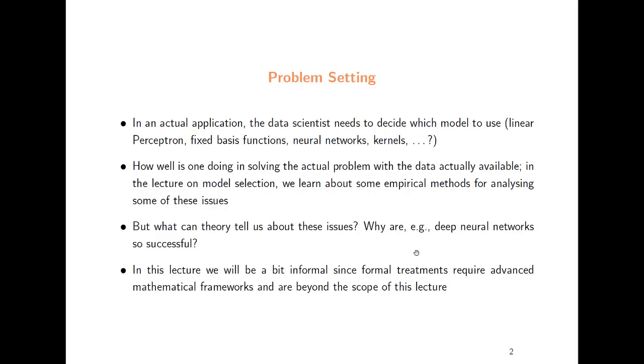So in an actual application, the data scientist needs to decide which model to use. So linear perceptron, fixed basis functions, neural networks, kernels, and so on. And then the problem has to be solved with the actual data actually available. And in the lecture on model selection, we'll discuss how we find out which is the best model in a systematic way. But what can theory tell us about these issues?